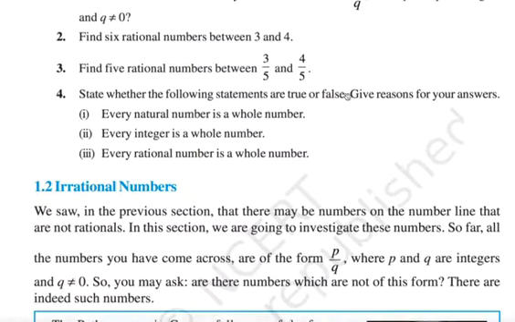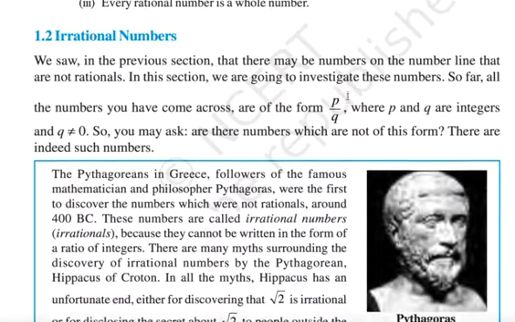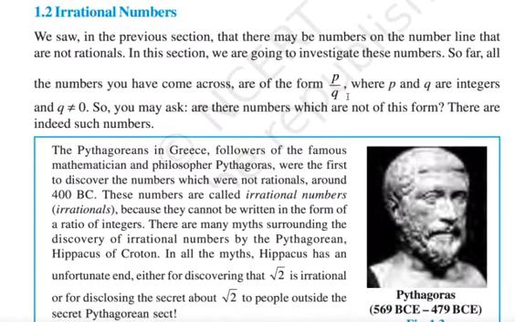Let's now look at irrational numbers. We saw in the previous section that there are numbers on the number line that are not rationals. In this section we are going to investigate those numbers.